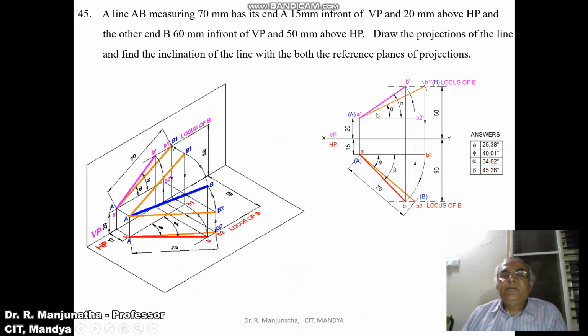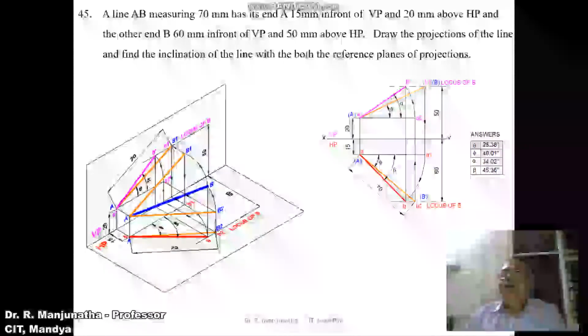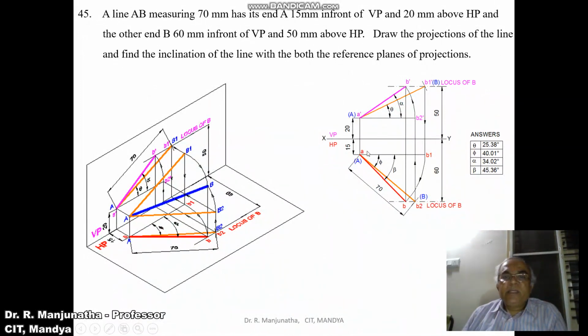So we know that the front view line is in true length. So obviously its corresponding top view has to be parallel to XY. A is in front of VP by 15 mm, so B1 should also be in front of VP by 15 mm. Draw a vertical projector from B1 dash such that it touches the locus of A in the top view. That means AB1 will be in front of VP by 15 mm, and the line AB1 will be parallel to the XY line. Once you know that AB1 is parallel to XY line, that is the top view.